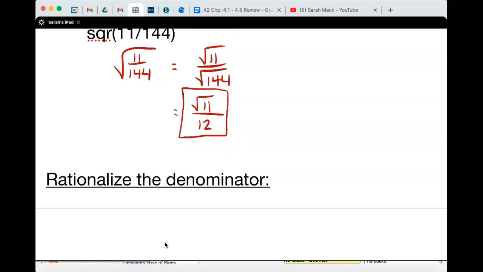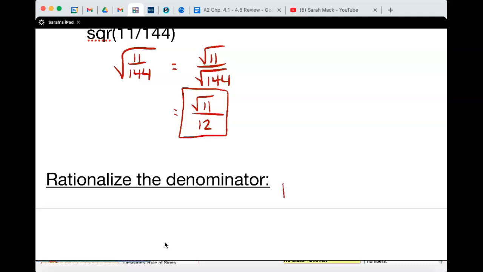Rationalize the denominator. This is where the quotient property probably won't win. Our denominators have been perfect squares, but what happens if my denominator is not a perfect square? I can have a square root in the denominator. Technically, that's unsimplified. So we have this process called rationalizing the denominator to move the radical out of the denominator, basically.